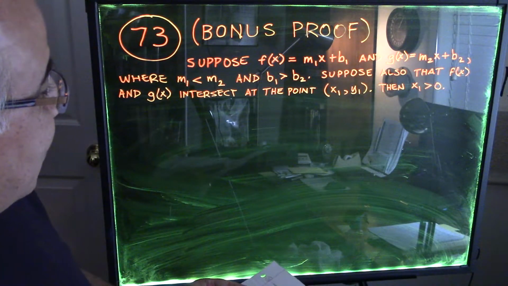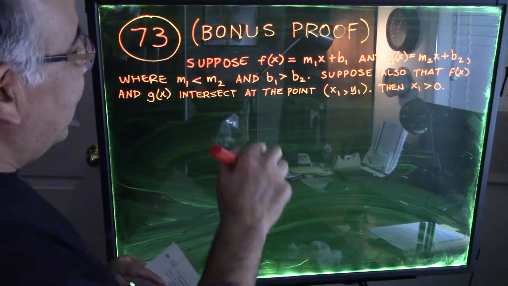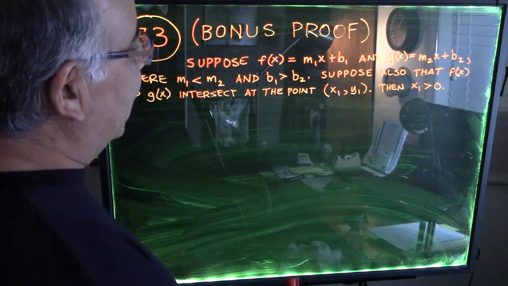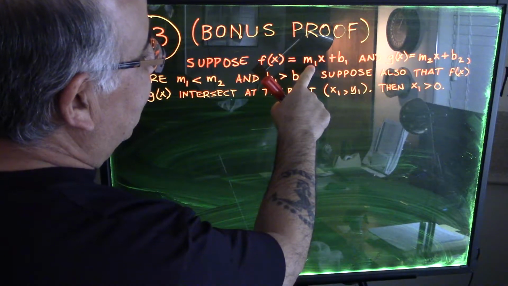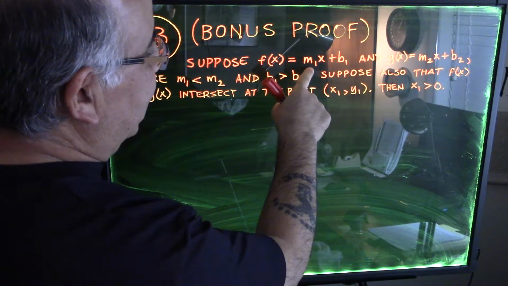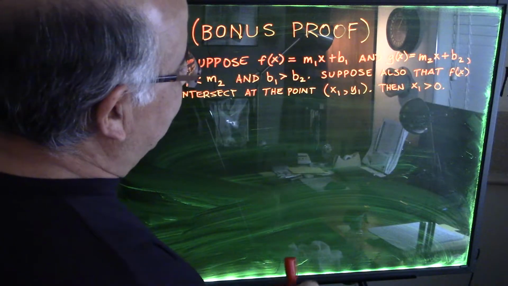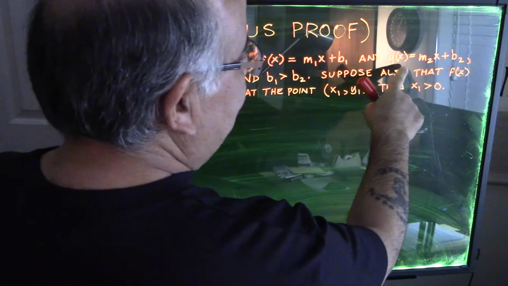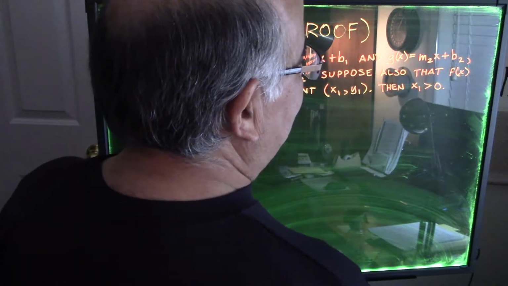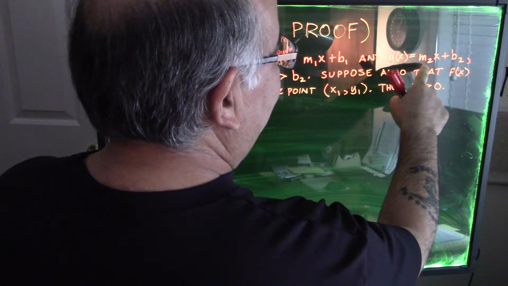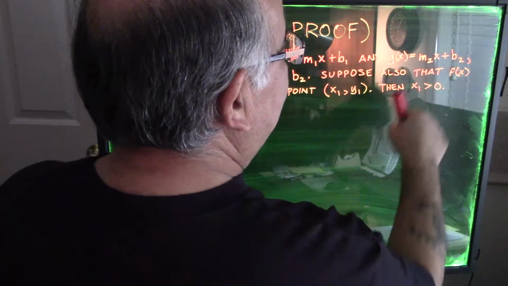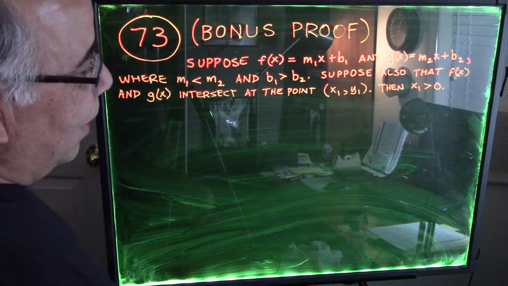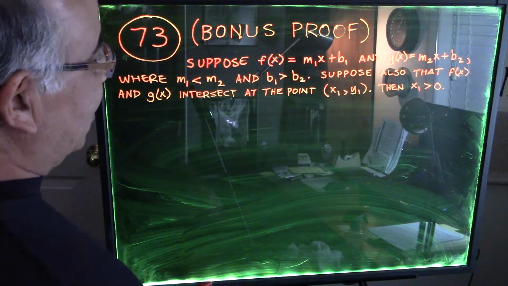But let's go over the statement of this. Suppose f of x is m1x plus b1. In other words, f of x is written in slope-intercept form, and its slope is m1. We're going to call it m1, and its y-intercept is b1. And then we have g of x, which is m2x plus b2. So the slope of g of x is m2, and the y-intercept is b2. Okay, so those are just equations of lines in slope-intercept form.